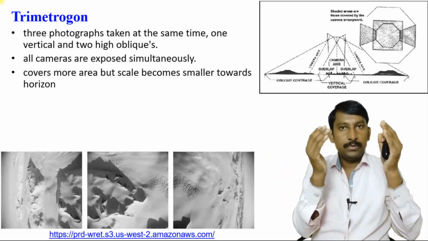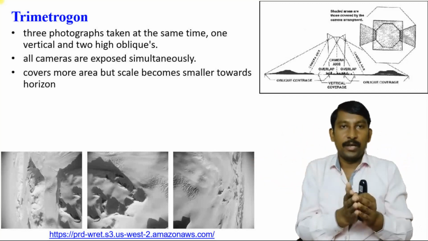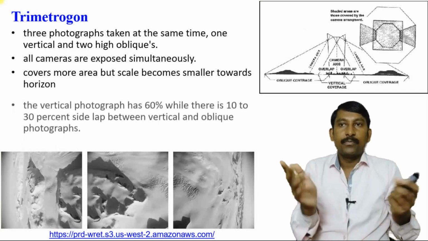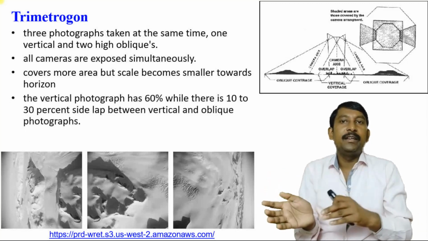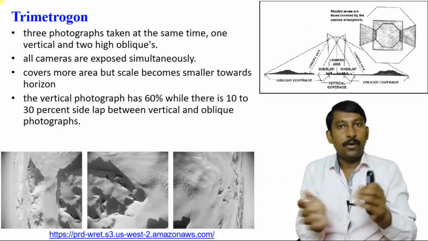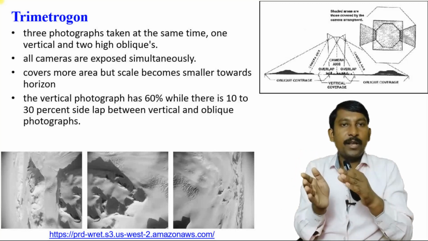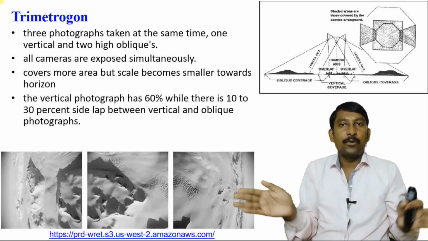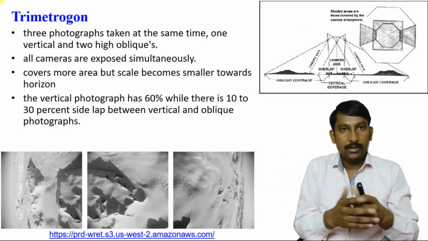If you want to cover more area, you can capture Trimetrogon photographs, but in these photographs you see the scale become smaller toward the horizon. The vertical photographs have a 60% overlap, while there is 10 to 30% side lap between vertical and oblique photographs. It means the right and left oblique photographs have a 10 to 30% overlap on the middle vertical photograph.